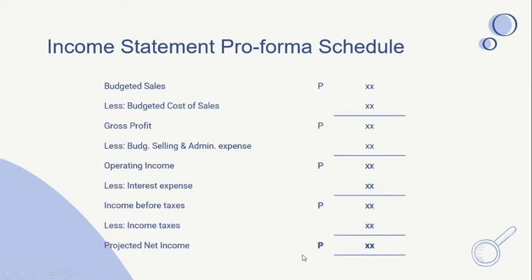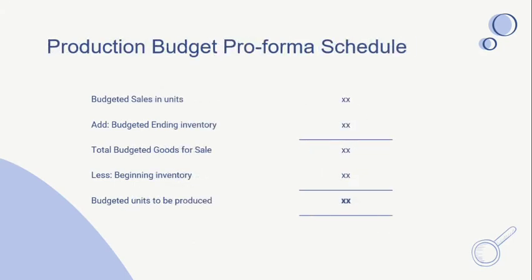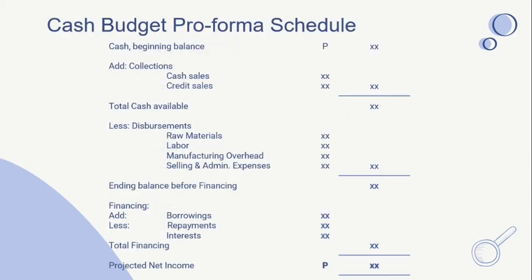So kani yung mga items more or less given ra ni siya tanan or naa ray usa nga wala, then mao na ang inyong i-solve using kani mga cost of sales budget, production budget. Then we also have the cash budget pro forma schedule. So naa ni siya sa inyong module sad, you can just read it there.